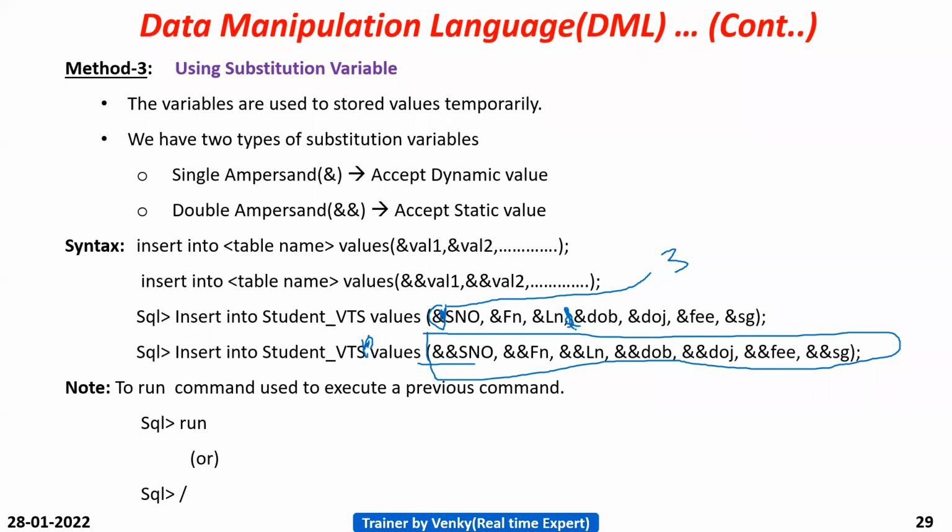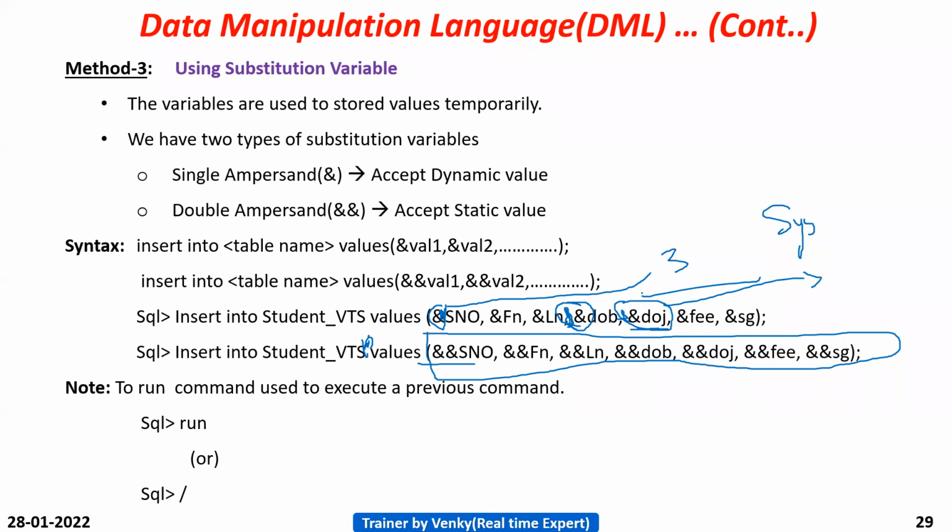Yeah, you can insert it. But next time it won't ask for this value. Every time it will take the same value. For example, date of join is today, 10 members are joining. So you can give double ampersand. First time you give sysdate, and next time it automatically takes the sysdate. So Priya, you understood your question, right?